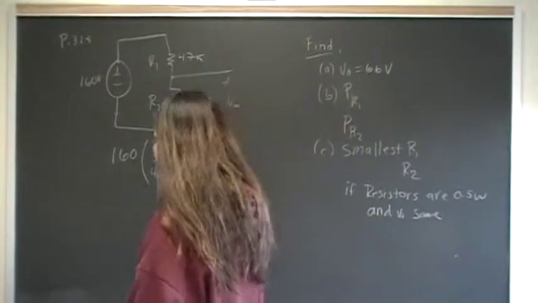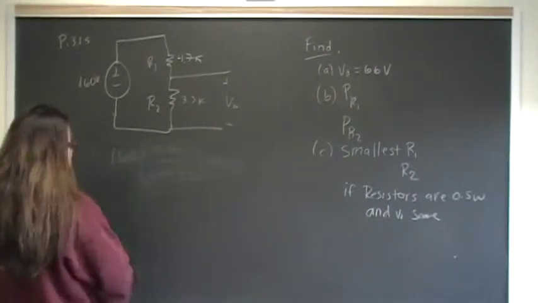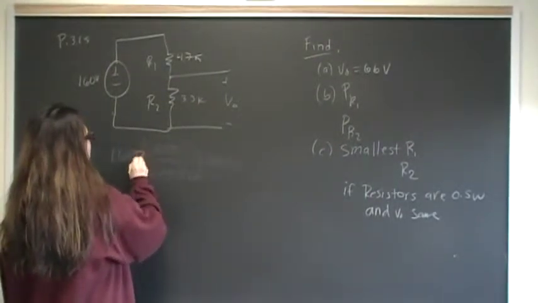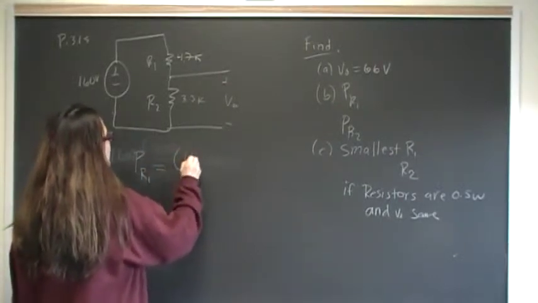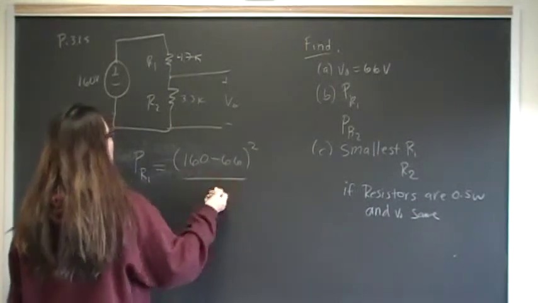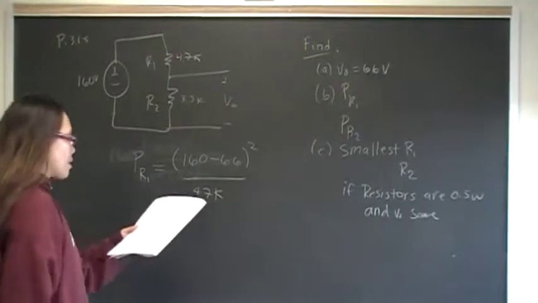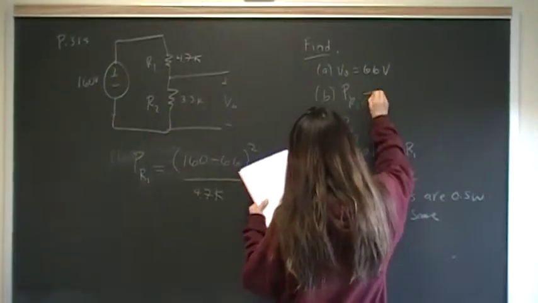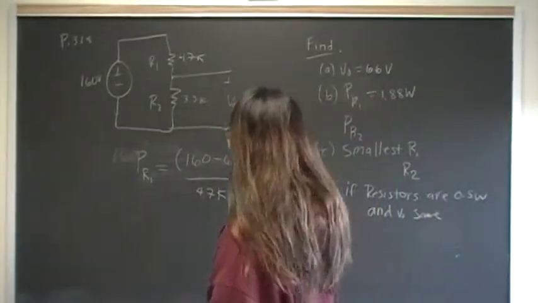And power dropped across the two resistors. Since they're series connected, they have to add up to 160. So the power drop across the R1 resistor is just going to be V squared, which is 160 minus 66 squared over R, which is 4.7 K. Do that math and you should come up with 1.88 watts.